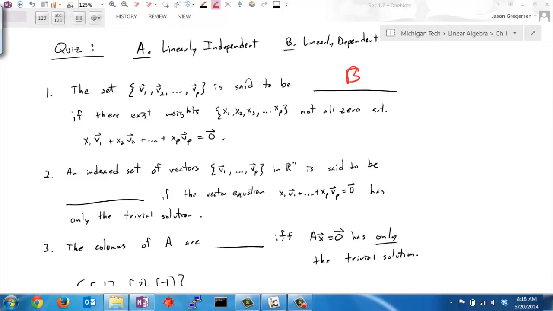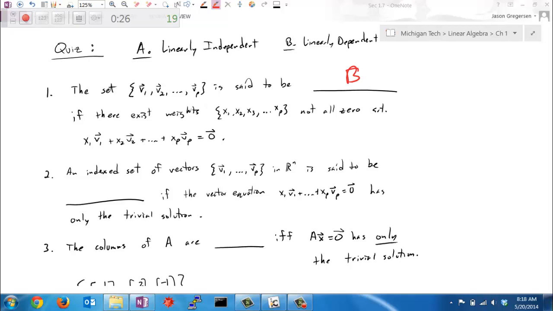So number 2. Once again, as tends to be the case in linear algebra, we're really just trying to find 18 different obnoxious ways to say the same thing, right? But it's important to understand the verbiage that goes back and forth between these statements. So let's take a look and see what we did here.